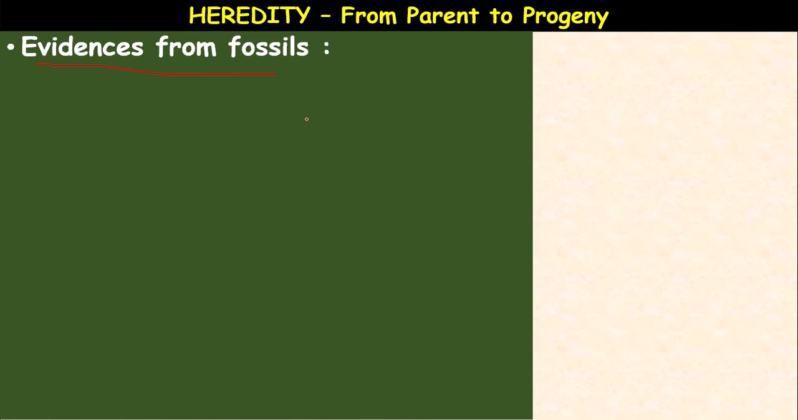So, let us discuss the evidences from fossils. What are fossils? What is the study of fossils called? Paleontology. The study of fossils is called paleontology. Paleontology is the study of past life based on the fossil records. It furnishes the most direct and most reliable evidence for evolution.